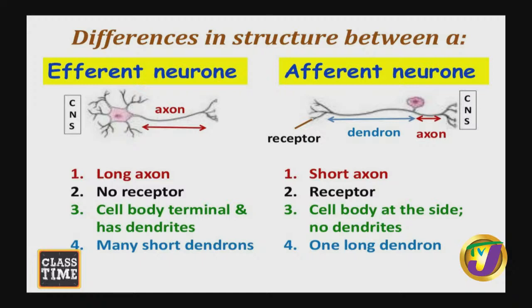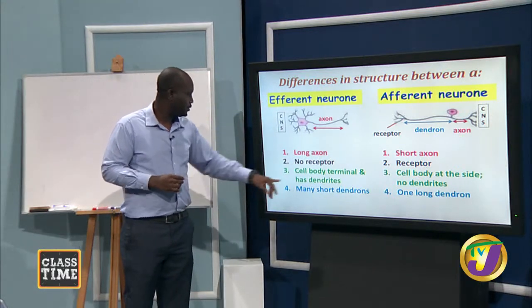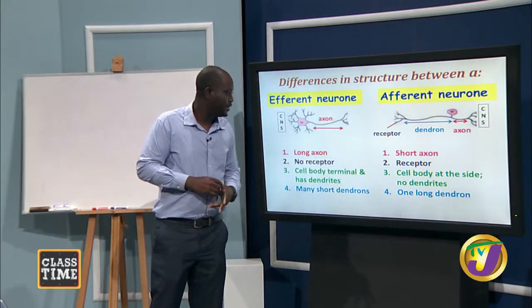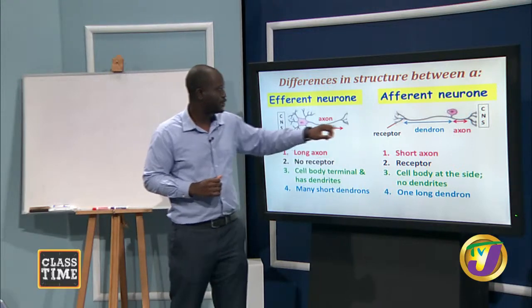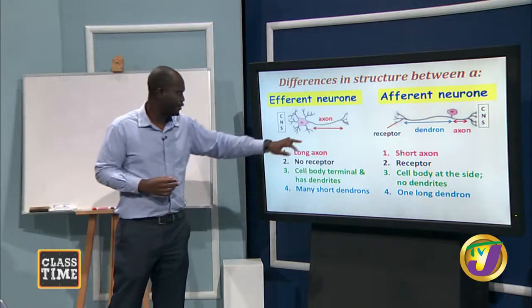Right, so now, side by side, the motor and sensory, or as you call it, the efferent and afferent, and there are the differences. The motor neuron, or the efferent, has a very long axon compared to the sensory. The motor neuron doesn't normally have a receptor attached to it, unlike the sensory. The cell body in the motor neuron, as you can see, is at the terminal and it has dendrites attached to it, while the cell body for the sensory neuron is projected out of the neuron and there are no dendrites attached to it. So it's projected off the side. For the motor, many short dendrons on the cell body, but for the sensory neuron, it has one long dendron, and that is coming from where the receptor is attached towards the cell body. So these are some of the differences between the motor and the sensory neuron.